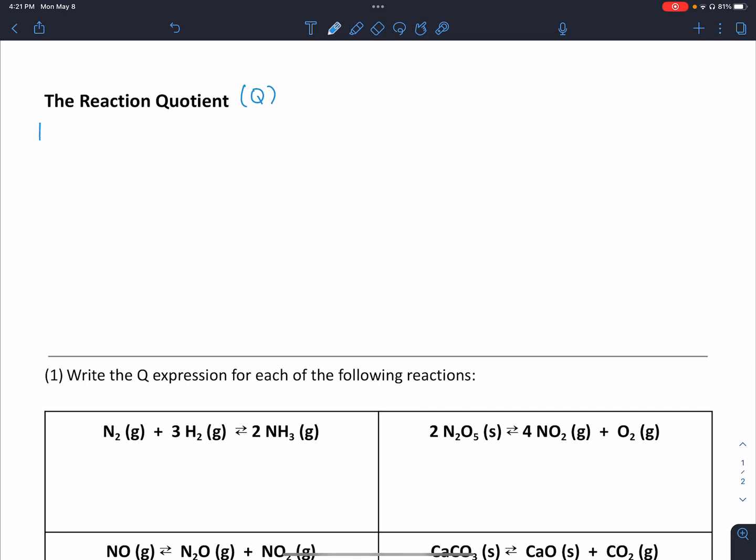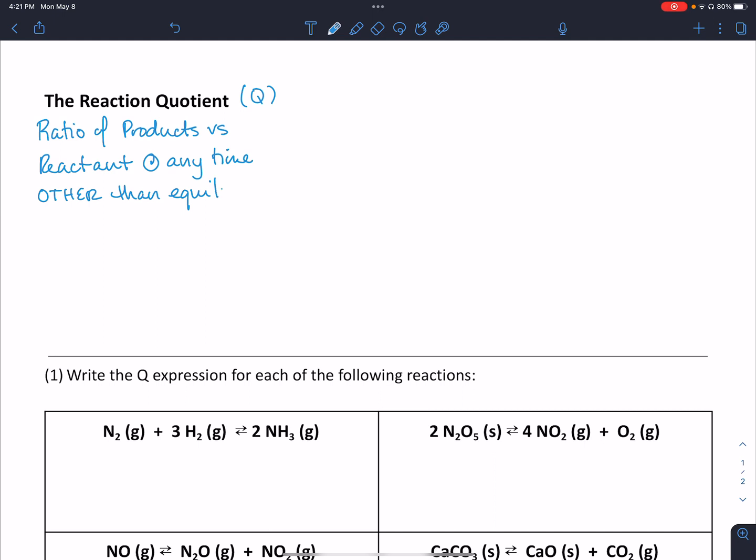Q specifically is the ratio of products versus reactants at any time other than equilibrium. If you're at equilibrium, then this ratio of products to reactants is called KEQ. If you are not at equilibrium, then we call it the reaction quotient.